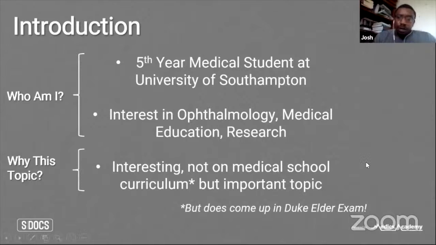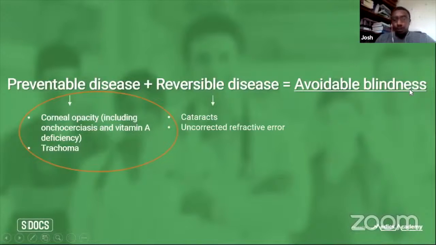And I put the asterisk there as well for those who haven't seen the first video. Although this stuff isn't in the medical school curriculum, if any students watching are interested in doing a Duke Elder exam, this stuff is important for that exam. If you're not sure what the Duke Elder exam is, I gave a very brief introduction in part 1, but do look into it if you're interested in ophthalmology and you're a medical student in the UK. Cool, so we'll just get on with the presentation now.